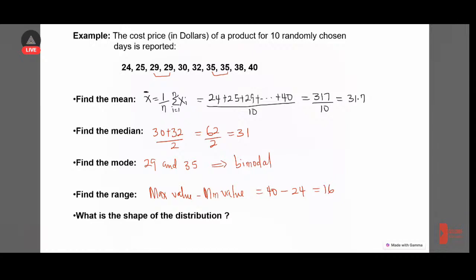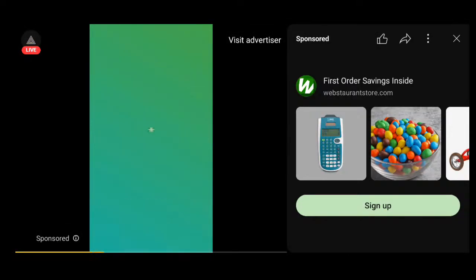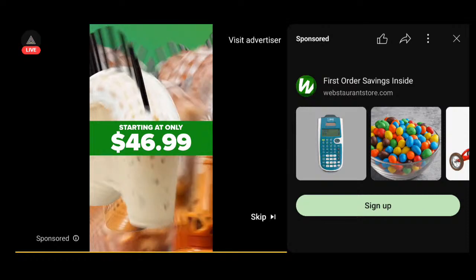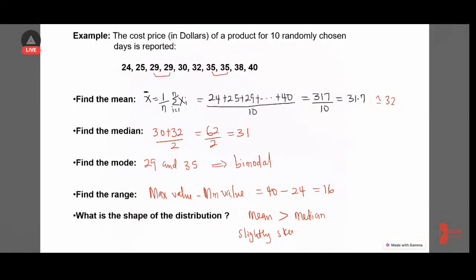And the last question is, what is the shape of the distribution? Looking at this, my mean is 31.7, and it is greater than the median, which is 31. If they are approximately the same, then it can be symmetric. But this is approximately 32, which is greater than 31. Then I can say that this is slightly skewed to the right. So this is slightly skewed to the right.